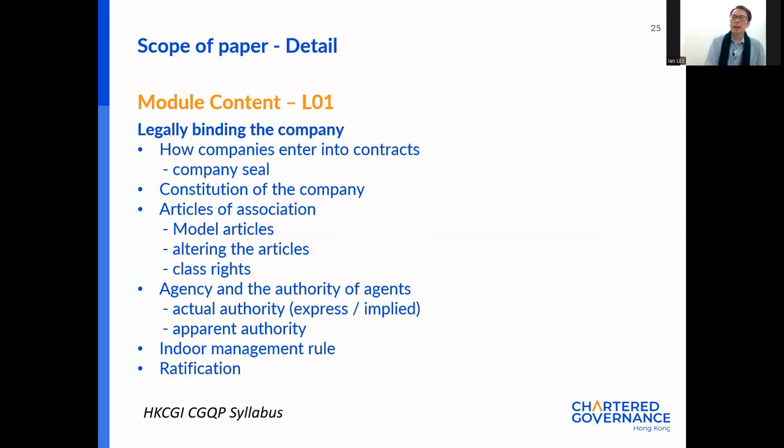Okay? But there's also implied actual authority. What does that mean? That means even though there's nothing in writing, I did not really expressly appoint you as my agent, but is it possible that the way things are conducted, the way the board of directors have conducted, they have allowed a person, for example, the managing director, to believe he has actual authority to act on behalf of the company. So that's possibility number one, implied actual authority. But another possibility is apparent authority. Express actual authority and implied actual authority are actual authority you're arguing if you want to say it's binding on the company.